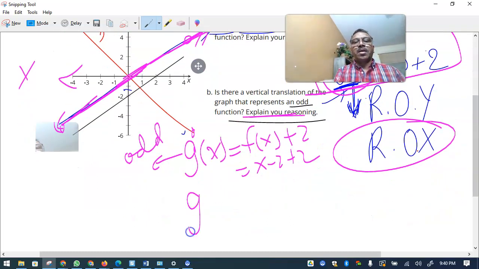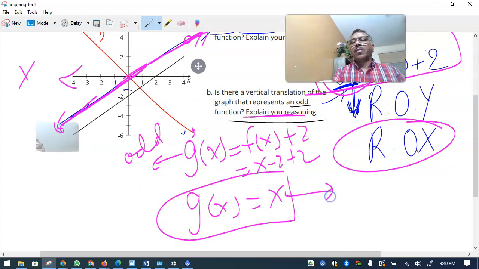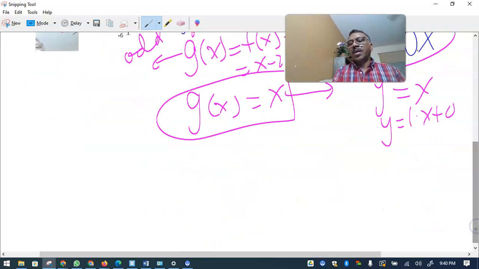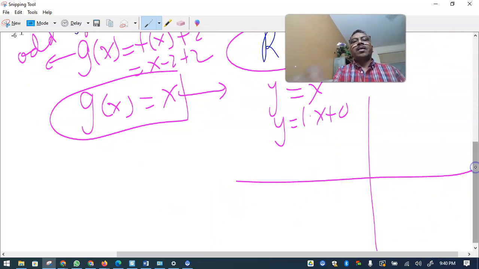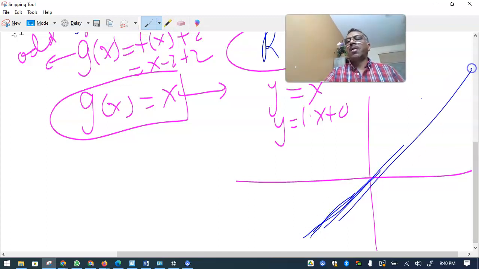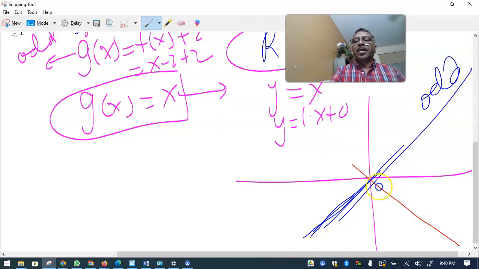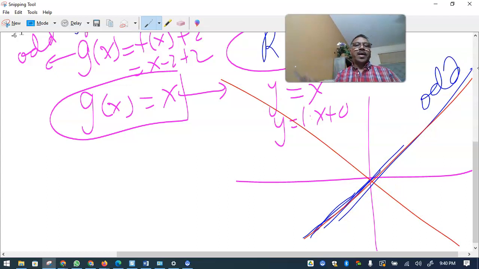What you get is that g of x is x. So it's a line. It means it's the line y equals x. It means it is 1 times x plus 0. It is the line through the origin with the slope 1. That's it. So this line is always odd because you can reflect over the y-axis and then over the x-axis, and you get back the same thing, and that's why it is an odd function. Hope that helps.